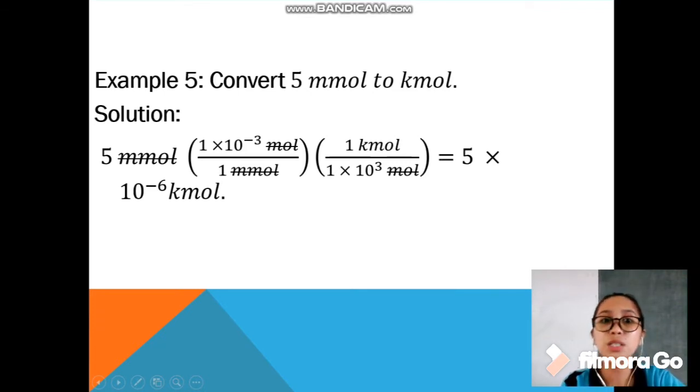Multiply all the numerators and divide by all the denominators. 5 times 1 times 10 raised to negative 3 times 1, divided by 1 times 10, times 1 times 1 times 10 raised to 3. Your answer will be 5 times 10 raised to negative 6 kilomole, which is your target unit. It is multi-step because it involves two or more conversion factors.